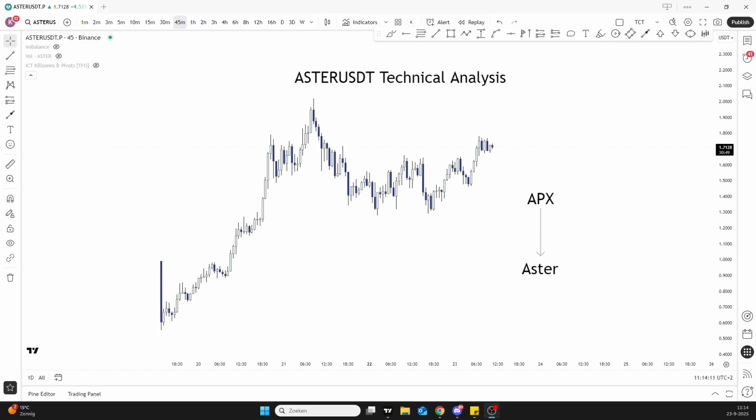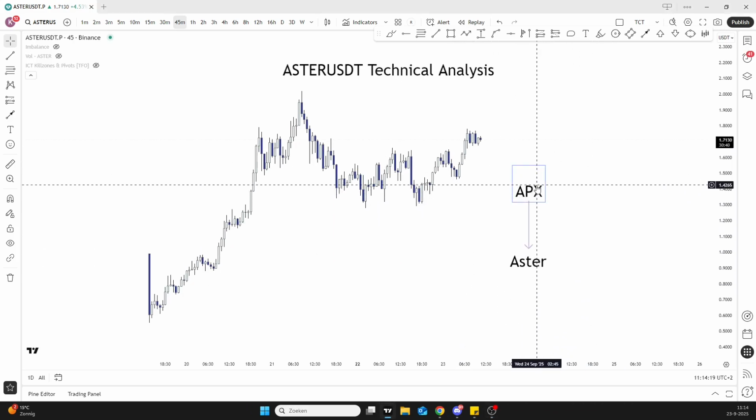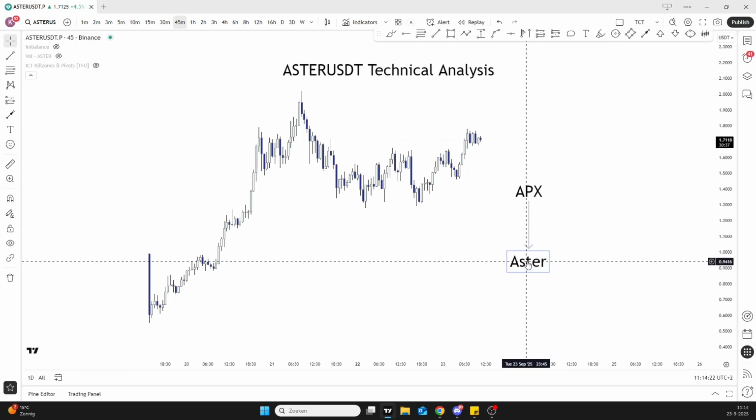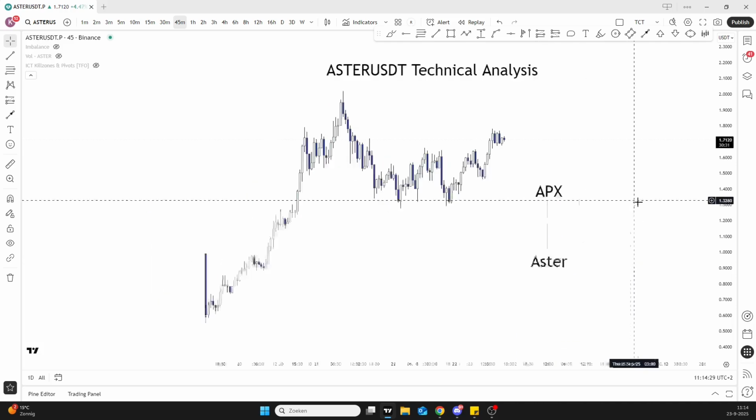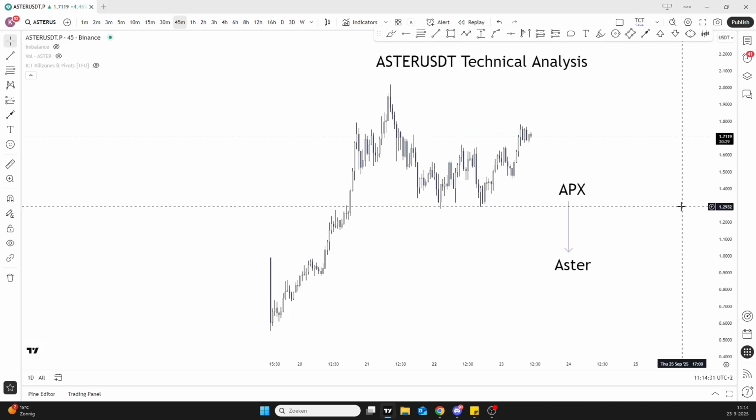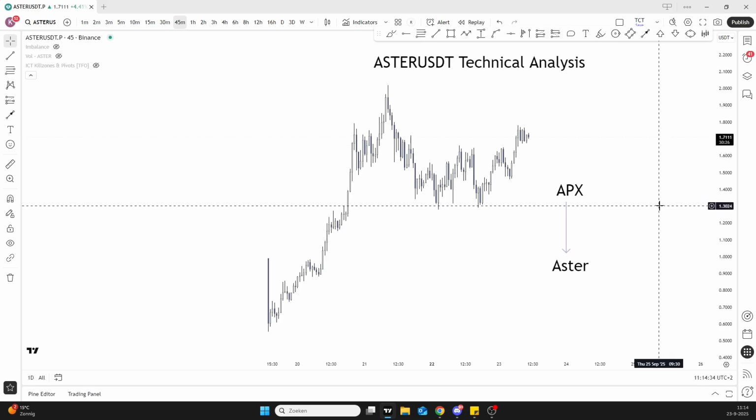Today we will be doing a technical analysis on ASTER USDT. I have a thing in my chart that I just want to acknowledge here. That is the old coin APX has actually become the coin ASTER. So there's a lot of hype involved. It's just merged. So let's see if we can spot some opportunities either long or short-sided. Let's get into the analysis.